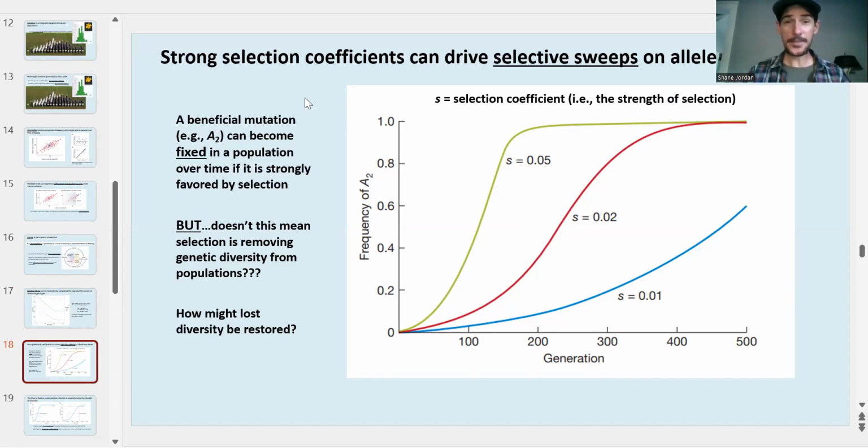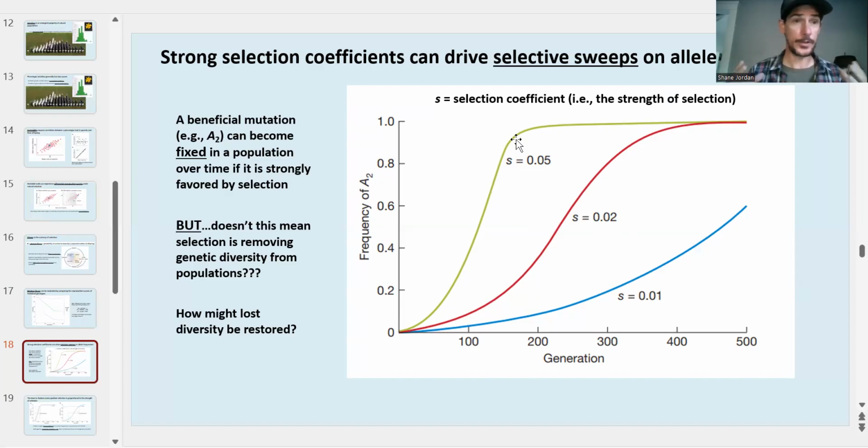And by fixed, we mean that this mutation goes from a very low frequency to a very high frequency. And the selection coefficient is a way of looking at how many generations it takes for this mutation to spread through the population. And this is something we call, again, a selective sweep. As we can see, we have 3 different scenarios here with 3 different selection coefficients. A selection coefficient of 0.01 is comparatively weak, a selection coefficient of 0.02 is quite a bit stronger, and a selection coefficient of 0.05 is stronger yet again. And in fact, this is just about as strong as the force of selection is known to be in nature.